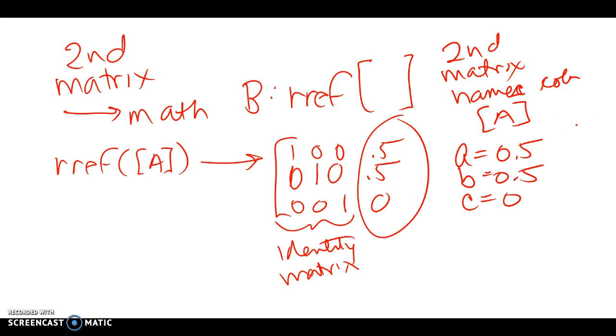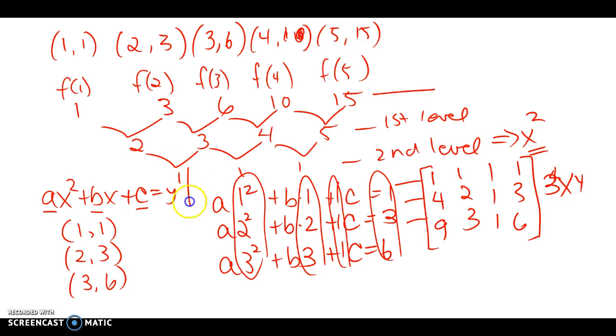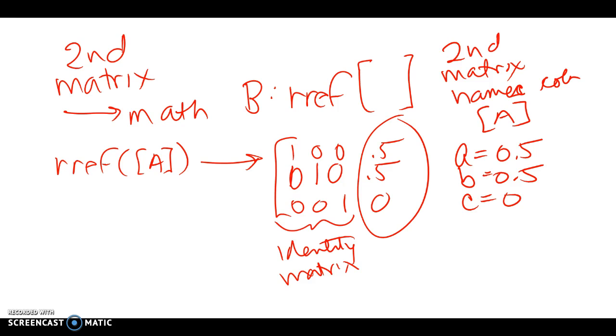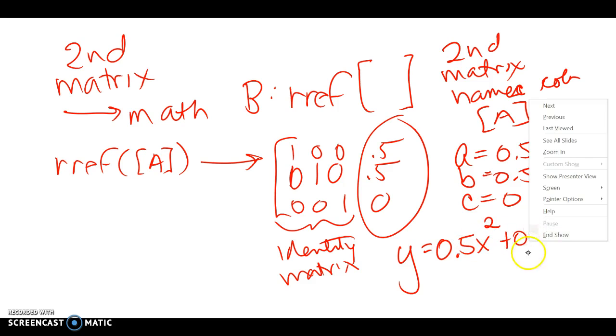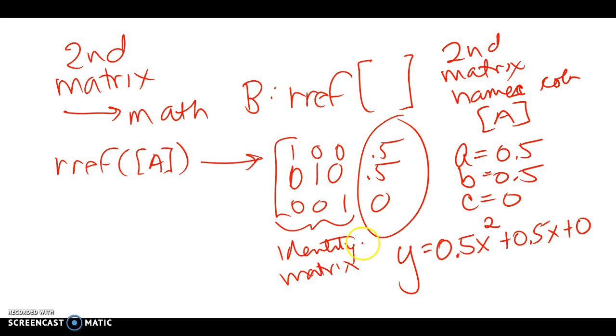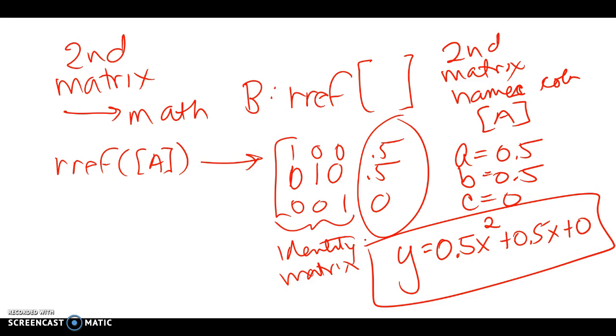Plug those back. If I go back here, take my original equation, plug those in. Well, y equals 0.5 x squared plus 0.5 x plus c, which is 0. This equation gave us those points. All right? Let's try another one.